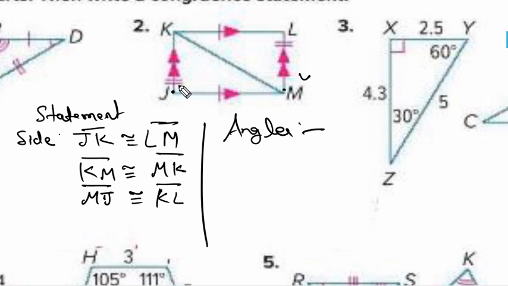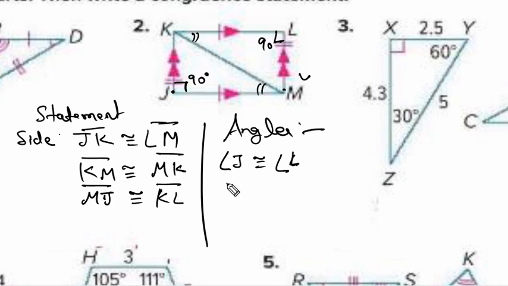Now let's talk about angles. Angle J is a 90-degree right angle because they are parallel as well as equal. This is also 90-degree, so angle J is congruent to angle L by the definition of right angle. Now this angle is congruent to this angle because of alternate interior.